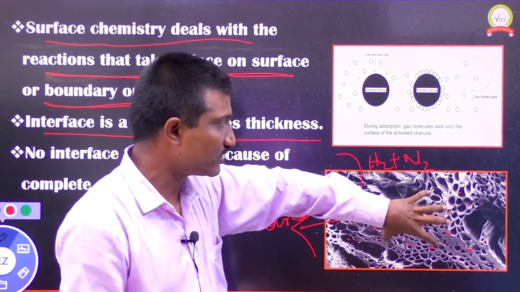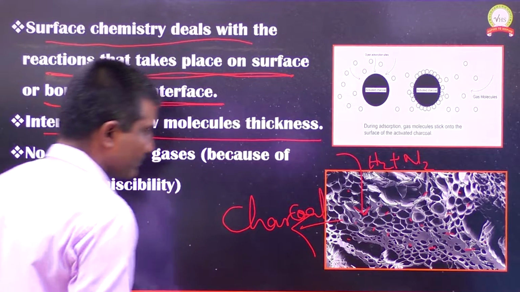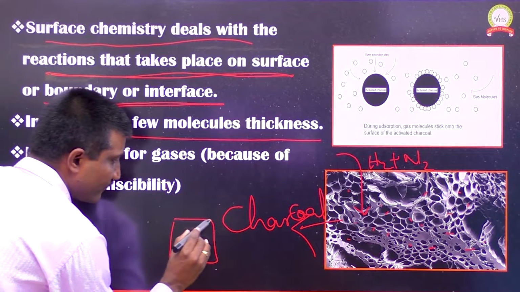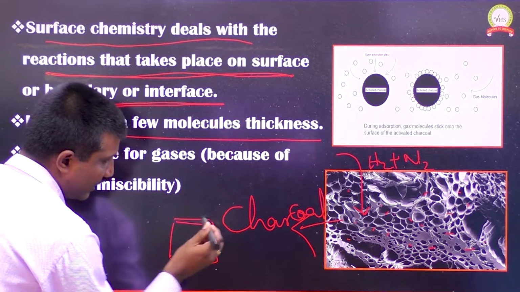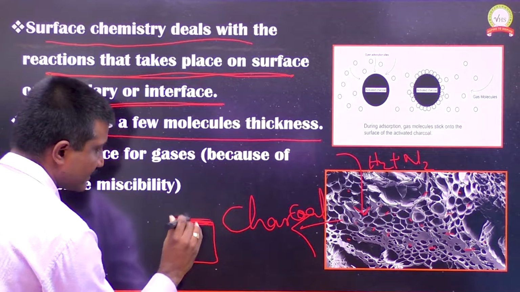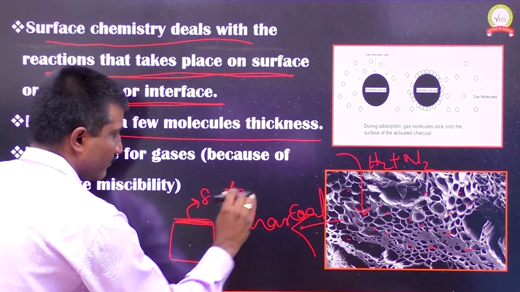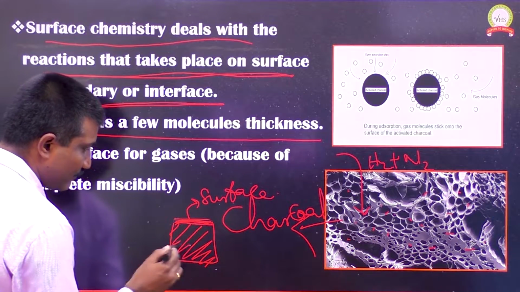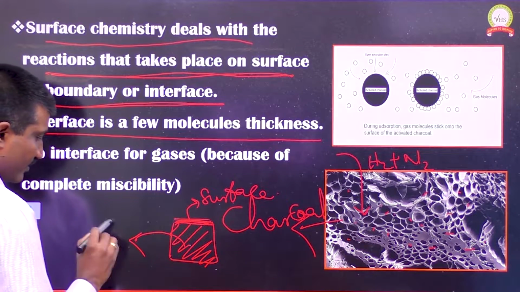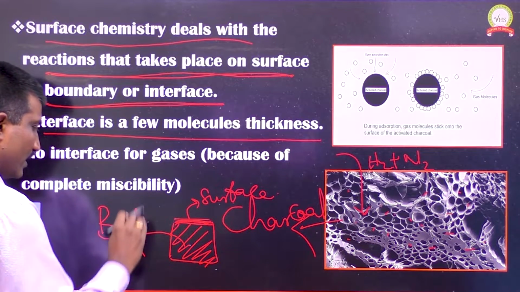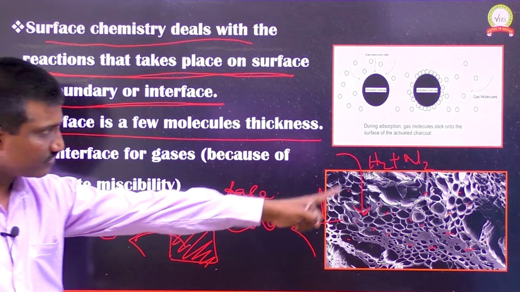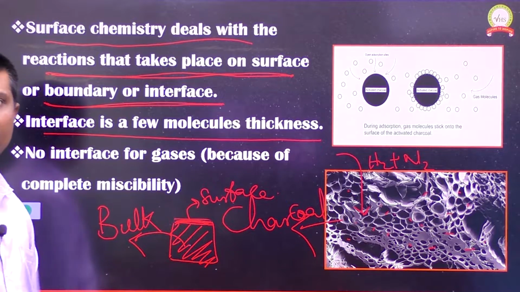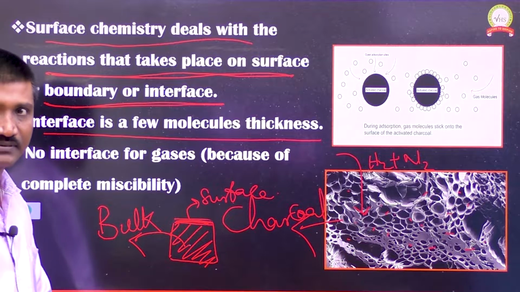So, up to what part of this charcoal do we have to consider as surface, and up to what part as bulk? Let us take this as the shape of the charcoal, and these first few layers we call the surface. The remaining part of this charcoal or substance, whatever we are taking, we call bulk. The hydrogen and nitrogen gases should come and occupy the surface only, they should not enter into the bulk of this charcoal or substance.